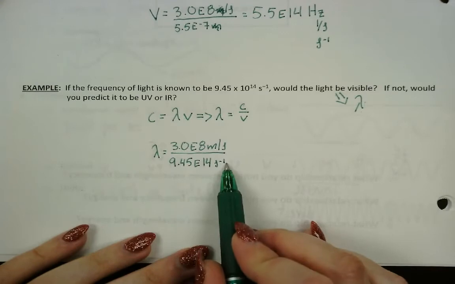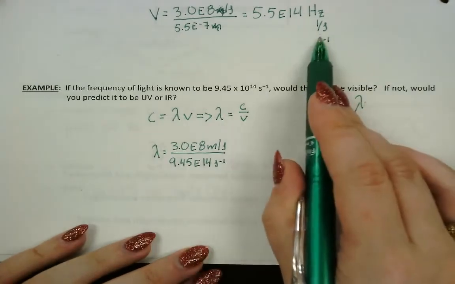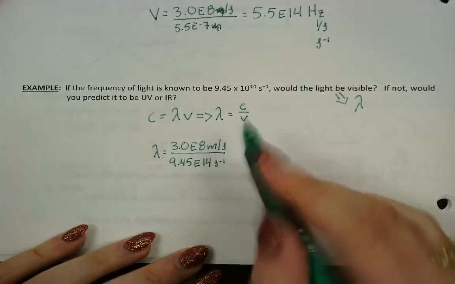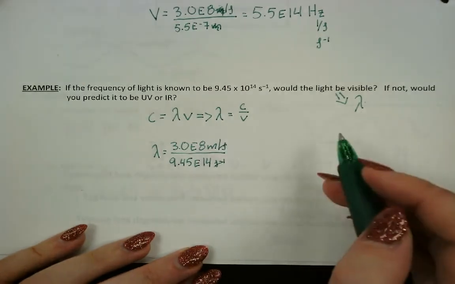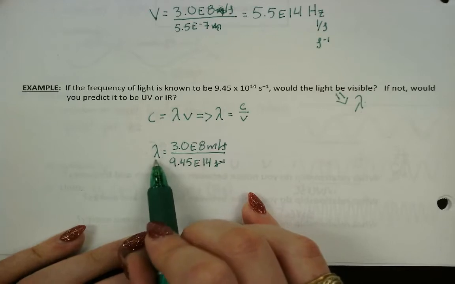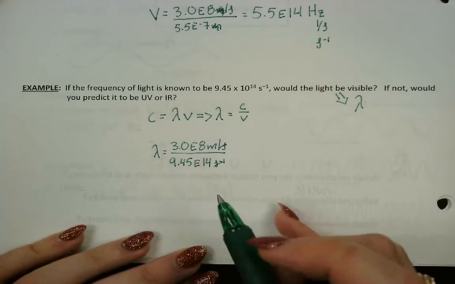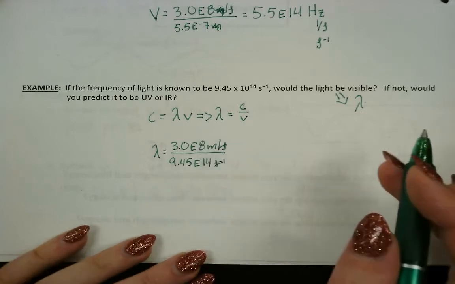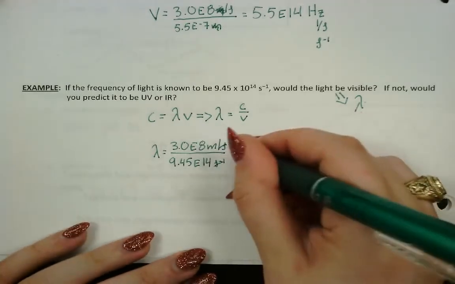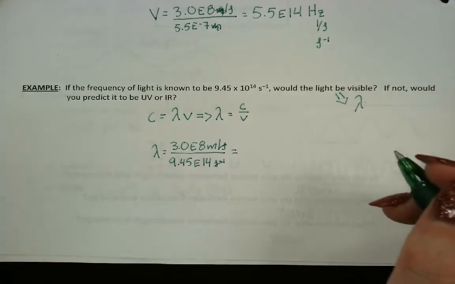Reminder, S minus 1 is the same thing as 1 over S. So those cancel out, right? And then the unit we're left with is meters, which is almost always what we're solving for with wavelength. But remember, wavelength can be in meters or nanometers. All right, so let's plug that into the calculator.